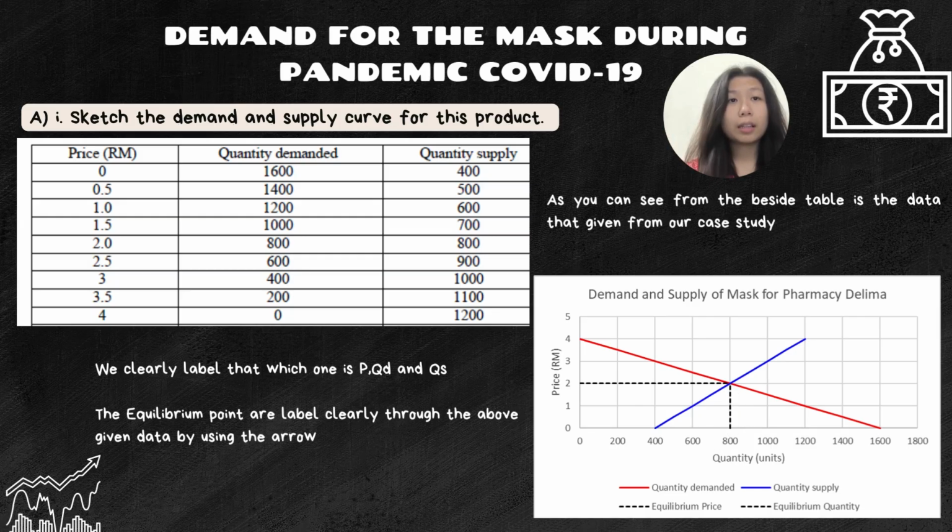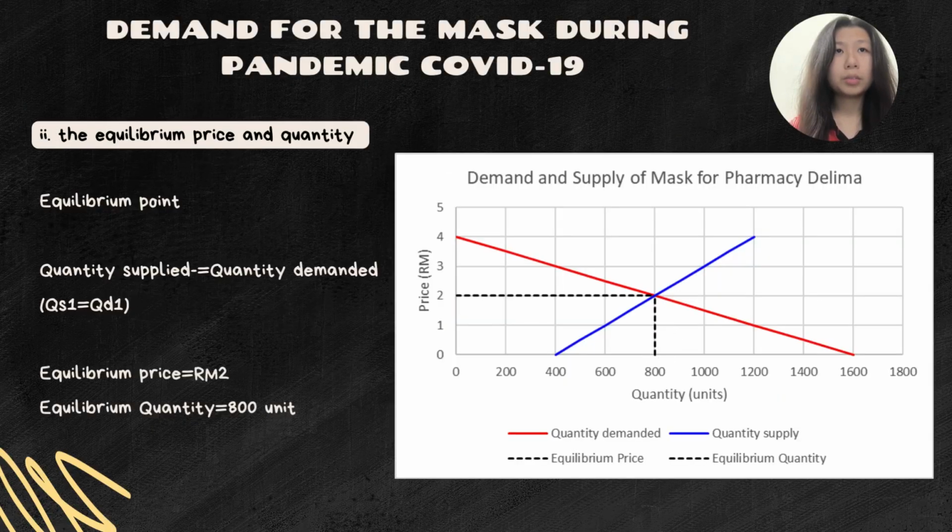The table on the left is the data given in the case study, and the graph on the right is the demand and supply curve we have sketched for this product. We are also using an arrow to point out the equilibrium point, that is, where the quantity of demand is the same as the quantity of supply. So now we need to find the equilibrium price and the equilibrium quantity.